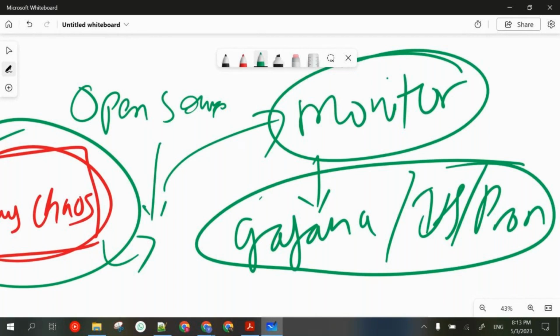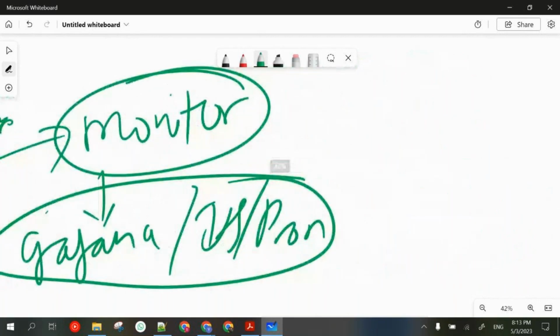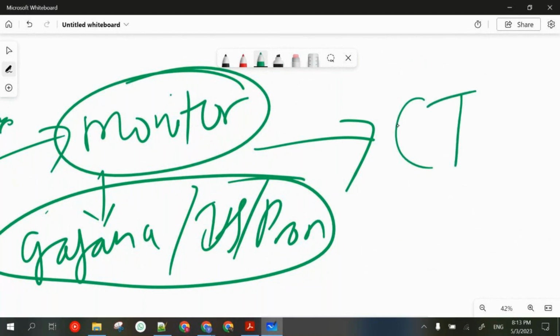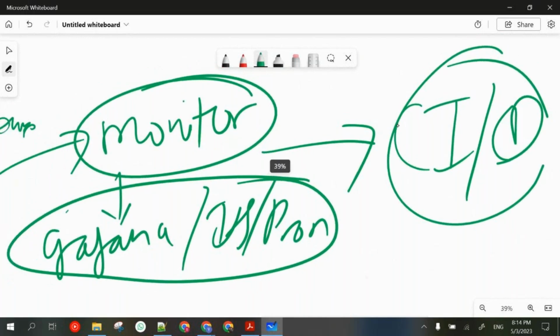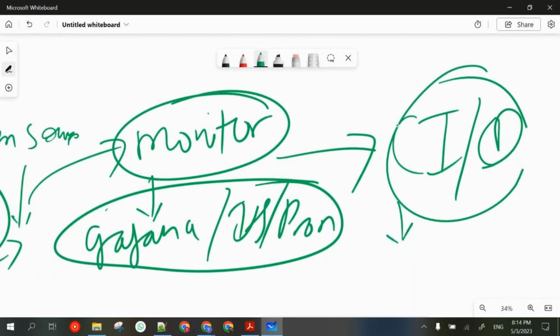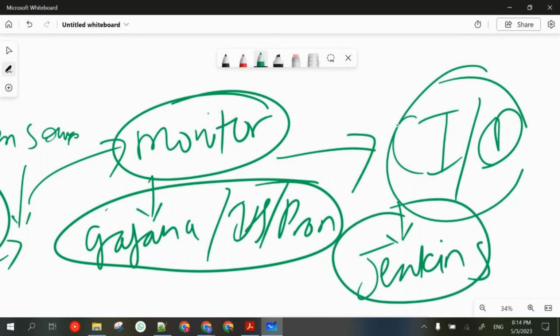Okay. Now, if you see in the market, any experiment or anything you're doing requires CI/CD. Without CI/CD, the process is incomplete. So we will be seeing that also, how to automate your chaos experiments using CI/CD, and in that process we will learn the tool Jenkins.